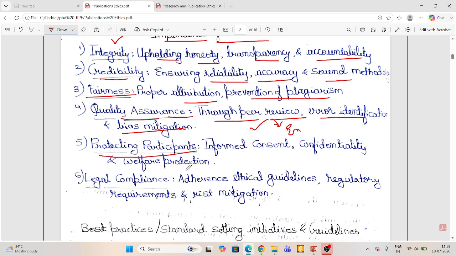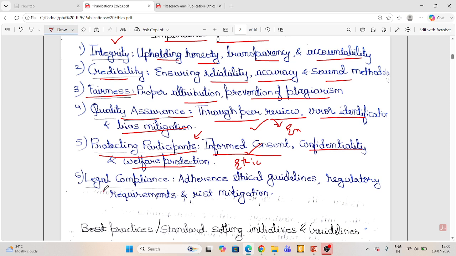Protecting participants, those people participating in your research, requires informed consent. This is part of ethics. If you are doing any kind of research where participants are not informed, it is not correct. So make sure there is an informed consent. People should know why they are being a part of this research and what their benefits are.